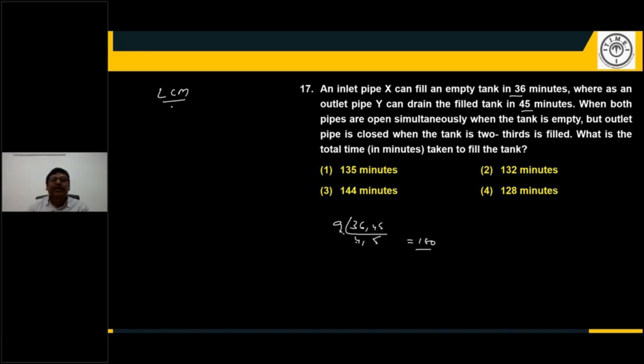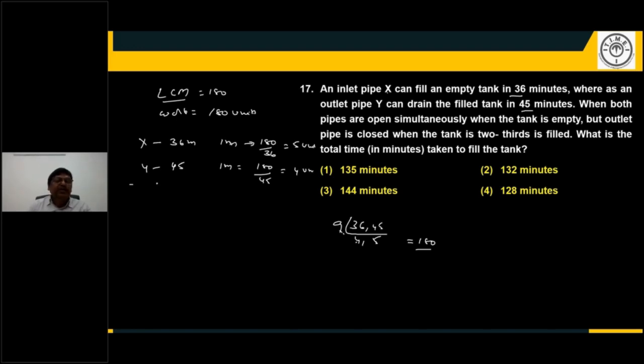So let the capacity of the tank be the LCM, 180 units. Students, X can fill this in 36 minutes, which means in 1 minute it will do 180 by 36, 5 units. Y can do it in 45 minutes, which means in 1 minute it will do 180 by 45, 4 units.